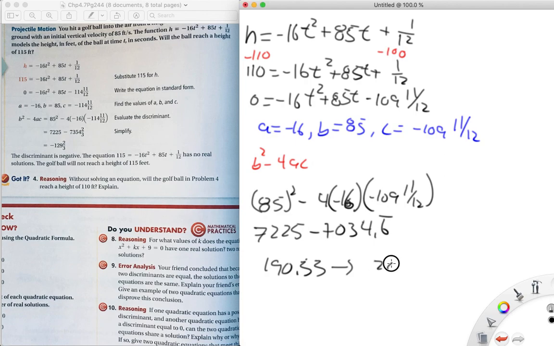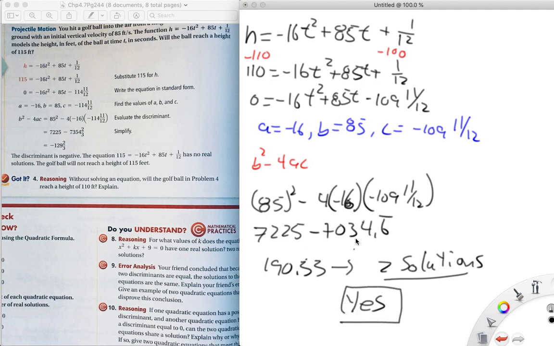So two solutions. And the two solutions means two scenarios: when t is at the vertex, or when it's not moving anymore, and then when it hits the ground. So yes, it will hit 110. Okay, so that's this section.